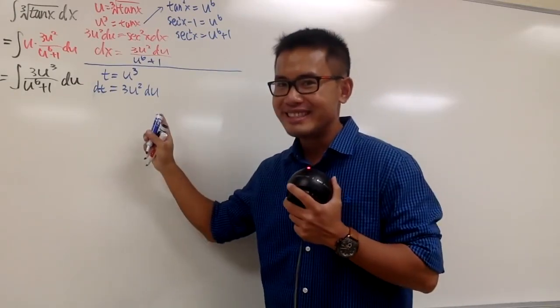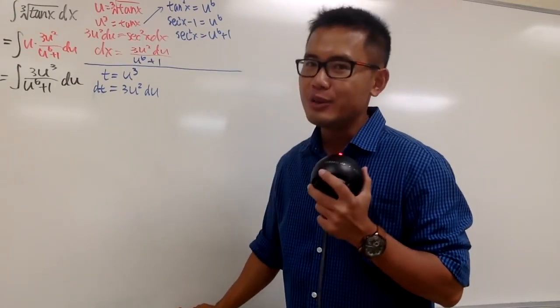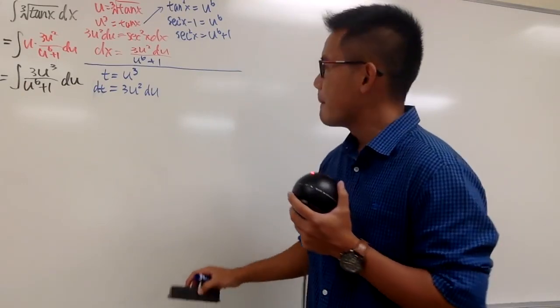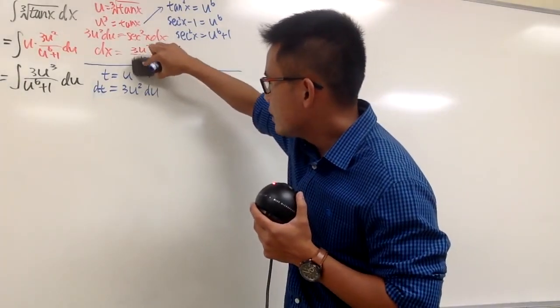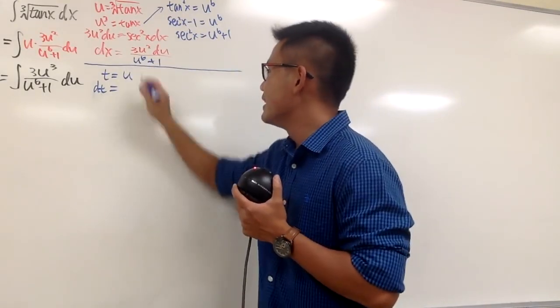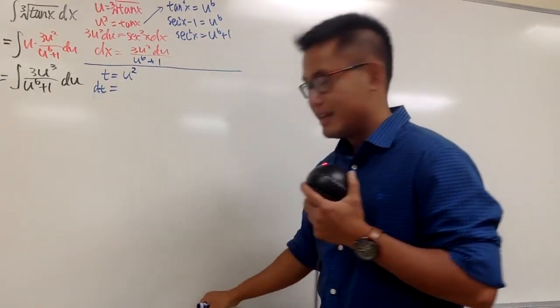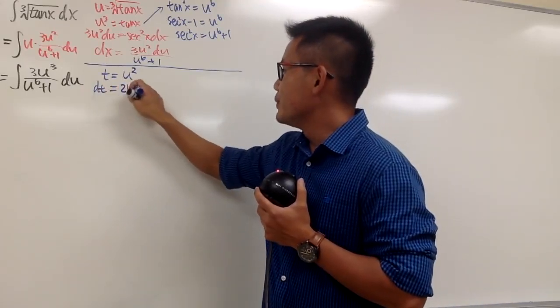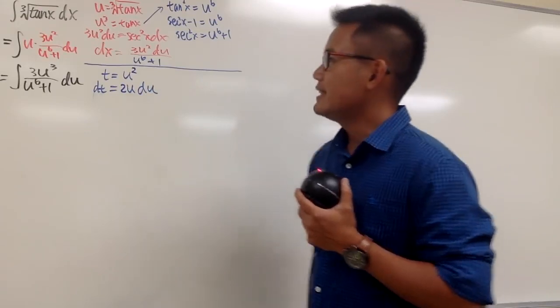I'm not going to do this, all right? I will try to avoid any radicals from here. But what else can we do though? How about, instead of u to the 3rd power, let me try u to the 2nd power and hope for the best. dt will be 2u du, right?